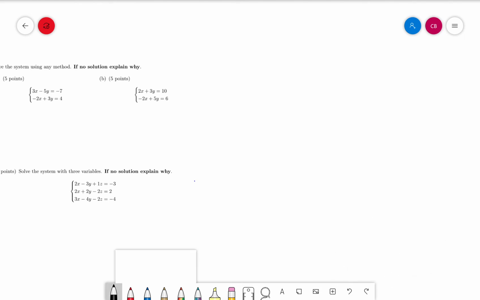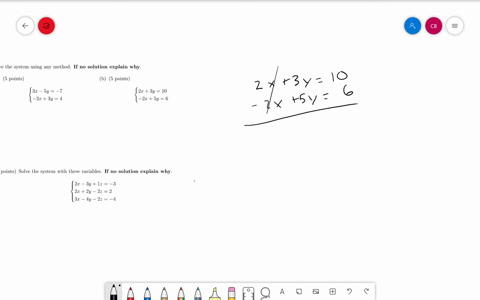Okay, so part B, 2x plus 3y is equal to 10, and negative 2x plus 5y is equal to 6. So we can eliminate right away. We don't need to multiply because the x's are going to cancel. These are gone. 2x minus 2x is 0x. 8y is equal to 16. Divide by 8. Y is equal to 2.